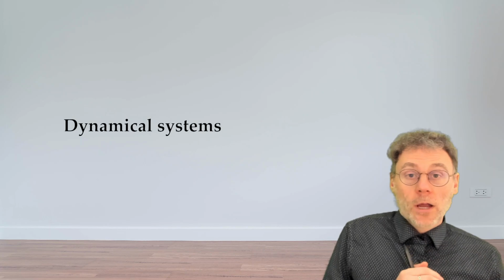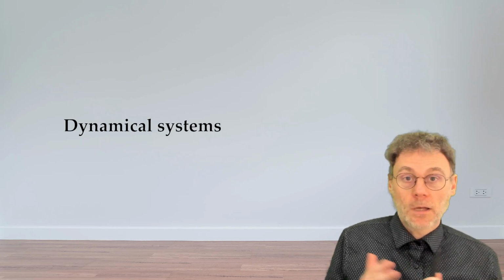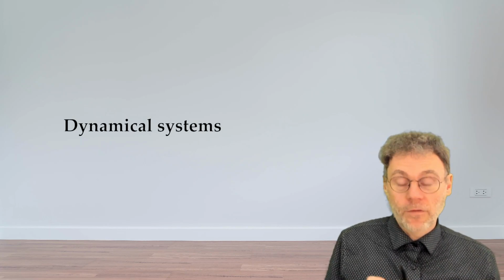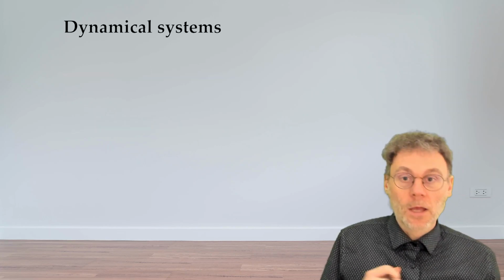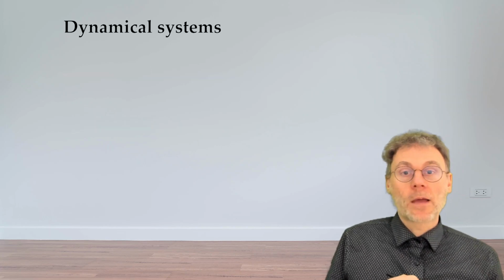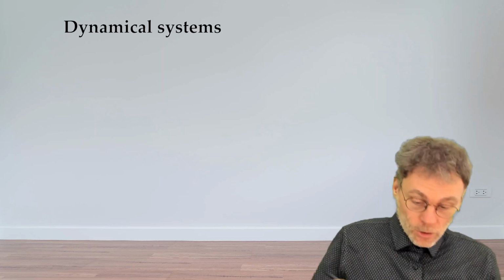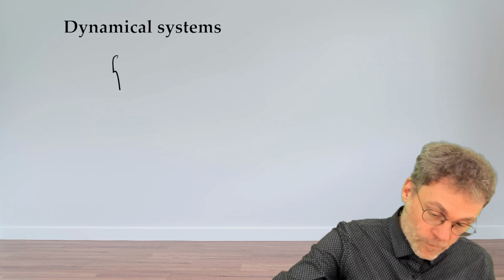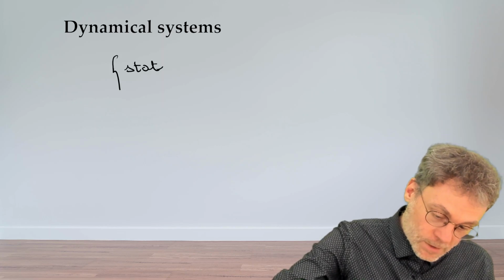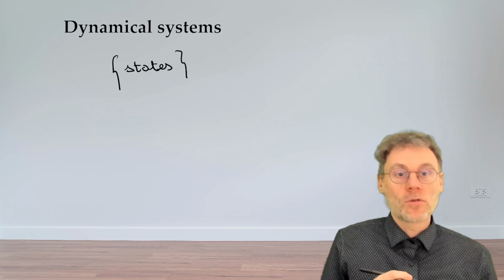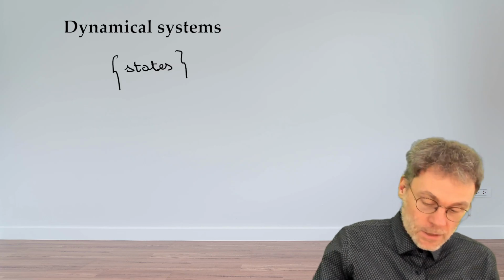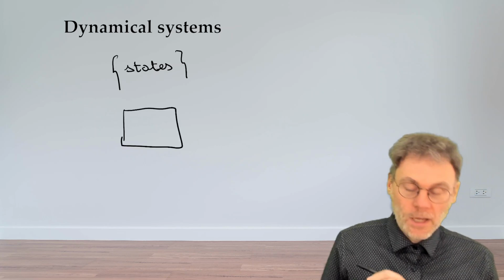Since we will be talking a lot about dynamical systems, it's actually not a bad idea to try and define what they are, right? One way of looking at a dynamical system is saying that it consists of two different ingredients. On the one hand, you have a collection of possible states that the system can be in. And on the other hand, you have some sort of update rule that tells you how you move from one state to the next state.